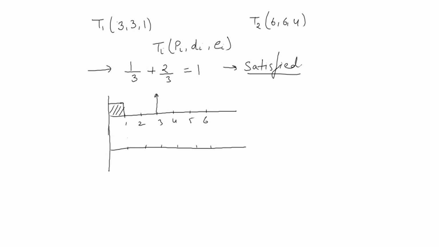Now we have free time, so T2 can execute here. This is T1, this is your T2. What is the execution time of T2? Execution time is 4. So 3 it has executed, but now it sees that T1 came again. Now what is the deadline of your T1? The deadline here of T1 is 3, and here also the deadline is 3.